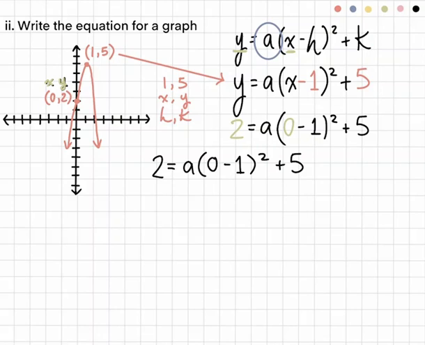Okay. I'm going to do my brackets first. 0 minus -1 is still -1, -1 squared. So we've got, okay, 2 equals a. The reason it's a is because, oh, it's not writing. Let me get it up for you. There we go. So -1 times -1 is 1, right? And then 1 times a is just a. So we're just going to leave it as a plus 5.